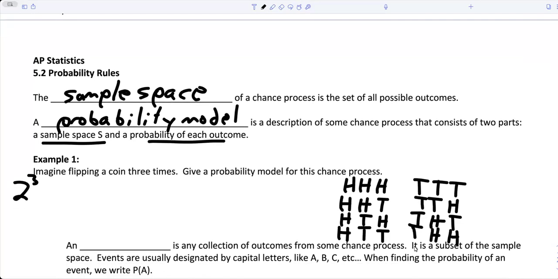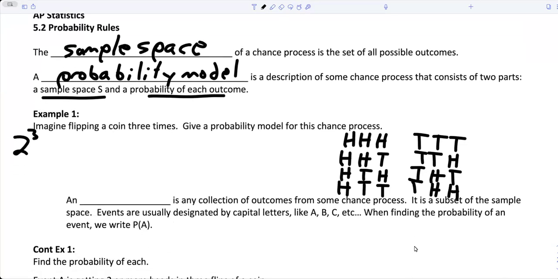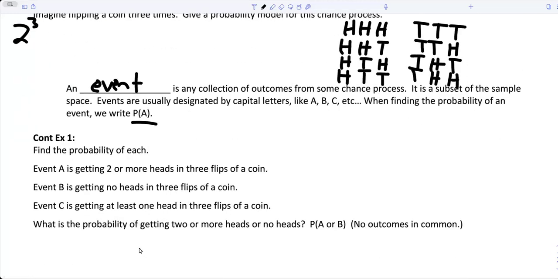So we say an event is any collection of outcomes from some chance process. It is a subset of the sample space. Events are usually designated by capital letters, A, B, and C, etc. When finding the probability of an event, we will write it like this: the probability of A. Okay, so this says find the probability of each.